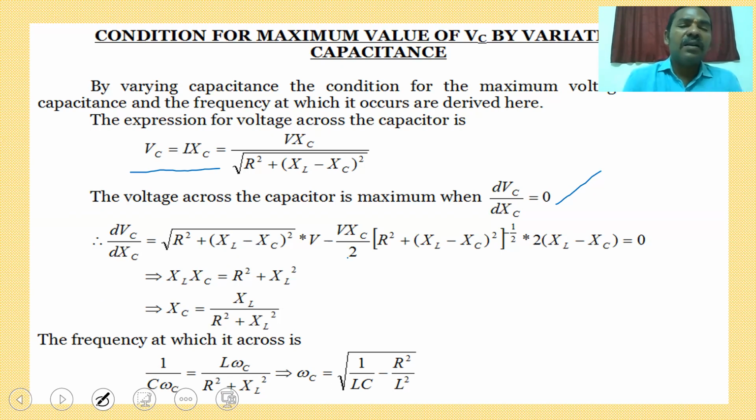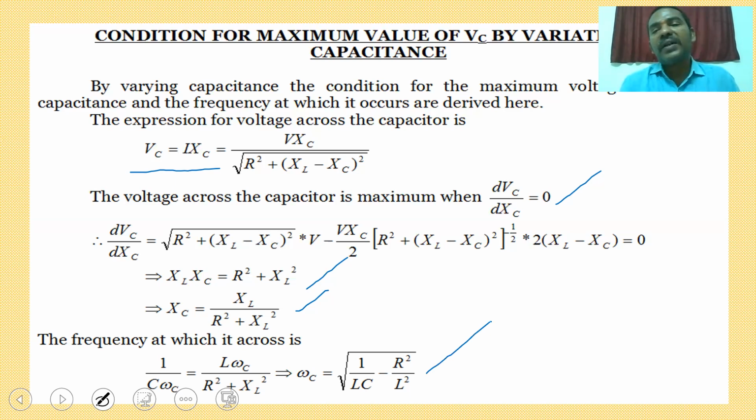Then XL/XC is equal to R square plus XL square, or XC is equal to XL divided by R square plus XL square. So now we are writing with respect to the capacitive frequency. XC can be represented as 1 by C omega C is equal to L into omega C divided by R square plus (L omega C) square. So finally omega C square is equal to 1 by LC minus R square by L square.